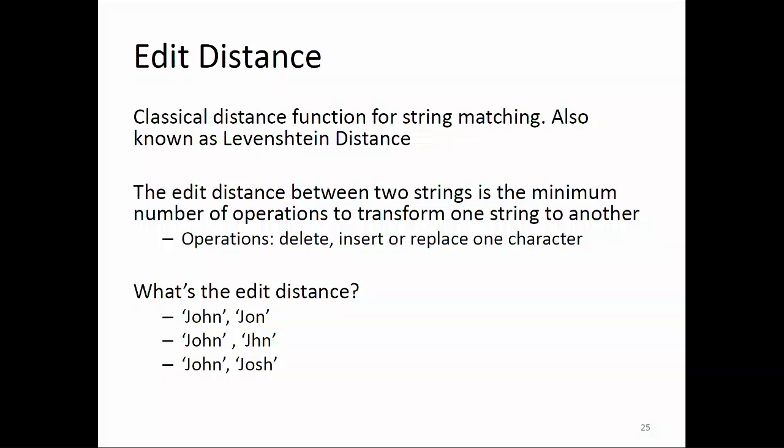If you are using 2 deletes and 1 insert, it will be 3. It depends which operations you are using. So that's how we can compare different strings, and we can see if they are close enough.